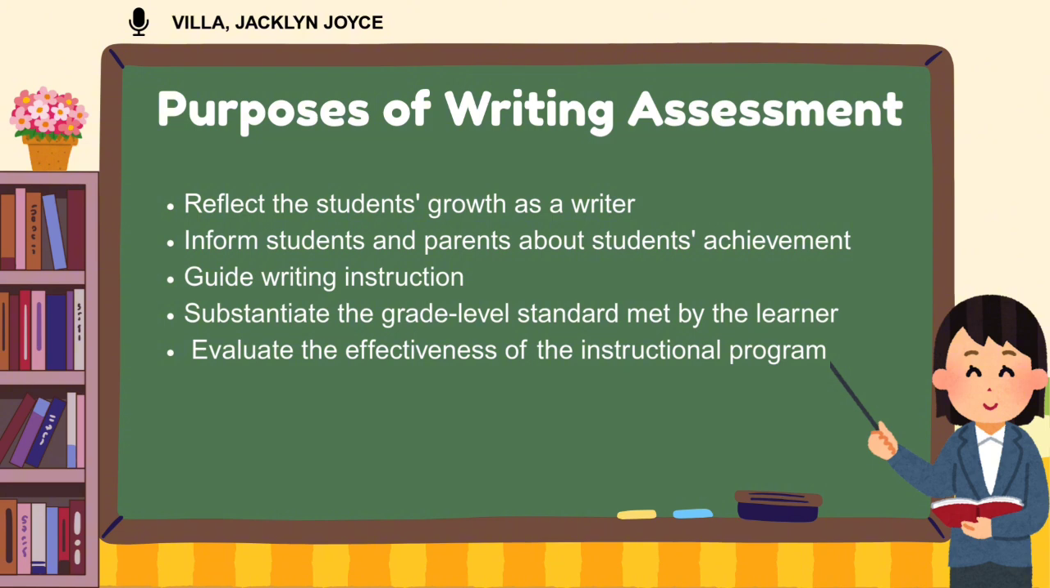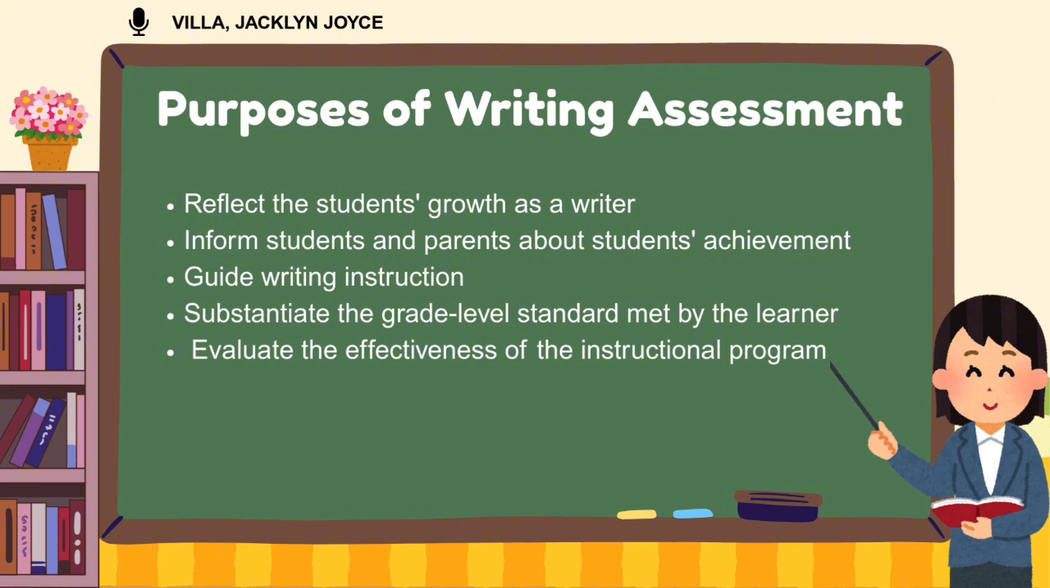Next is inform students and parents about students' achievement. This gives clear evidence of how well a student is doing. They help both students and parents understand the student's strengths, what they've learned, and what areas they still need to improve. It makes learning more transparent.